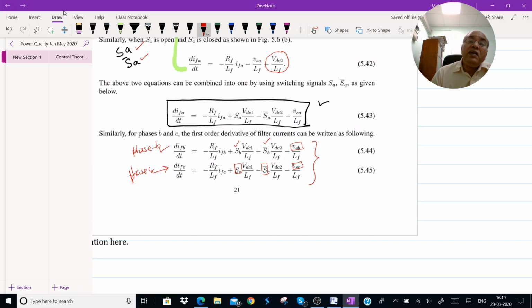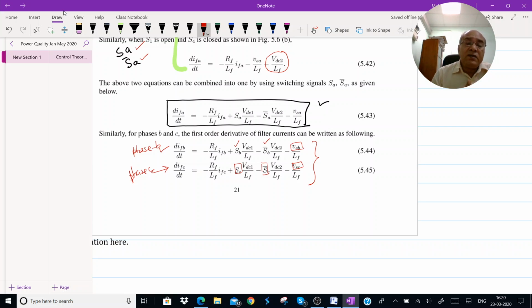So there are three state equations, but there are 5 state variables. Which are those 5 state variables? 3 inductor currents and 2 DC capacitor voltages. 3 inductor currents and 2 DC storage capacitor voltages. So we need 2 more equations to make a state space model.